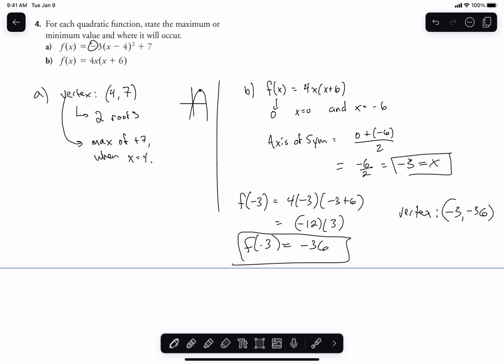If we're talking about roots, we already know that the quadratic has 2 roots here because it was written in factored form from the beginning. So that's number 4, looking at identification of where the vertex might be, as well as how many roots we expect to see from the quadratic, as well as identifying the vertex when something's written in factored form.